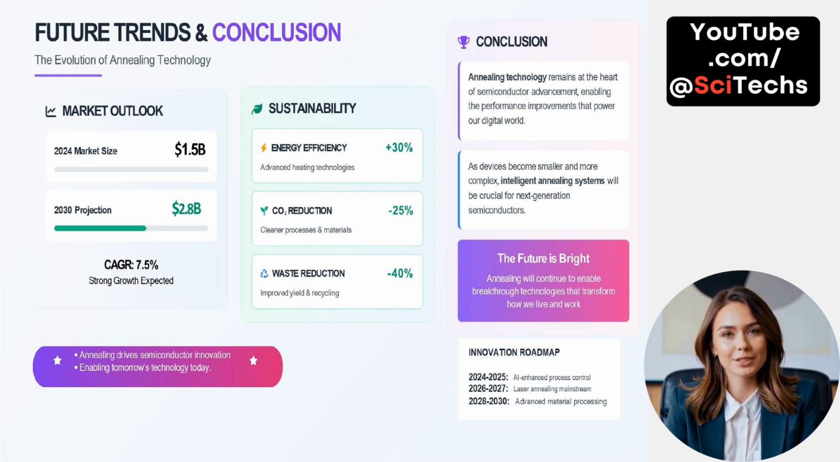As chips become increasingly complex, intelligent annealing systems will be vital. The innovation roadmap highlights AI-driven process control between 2024 and 2025, widespread adoption of laser annealing by 2026-2027, and advanced material processing from 2028 onward. Indeed, annealing is powering tomorrow's technology, today.